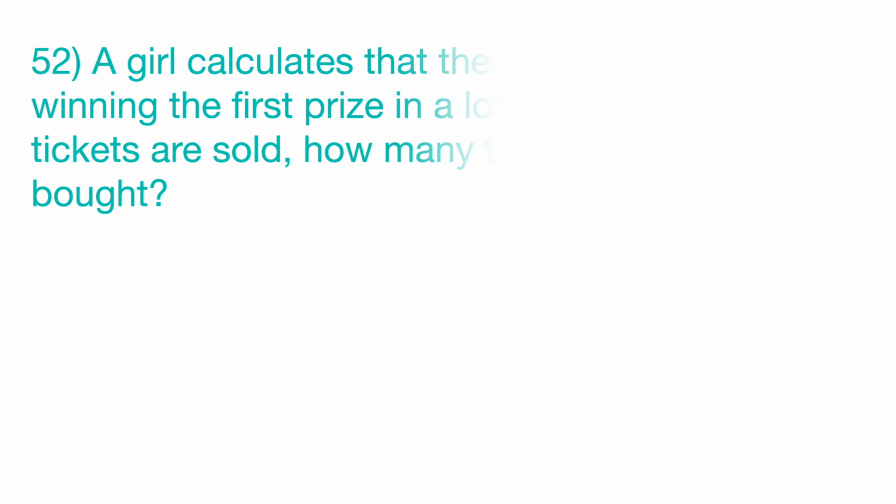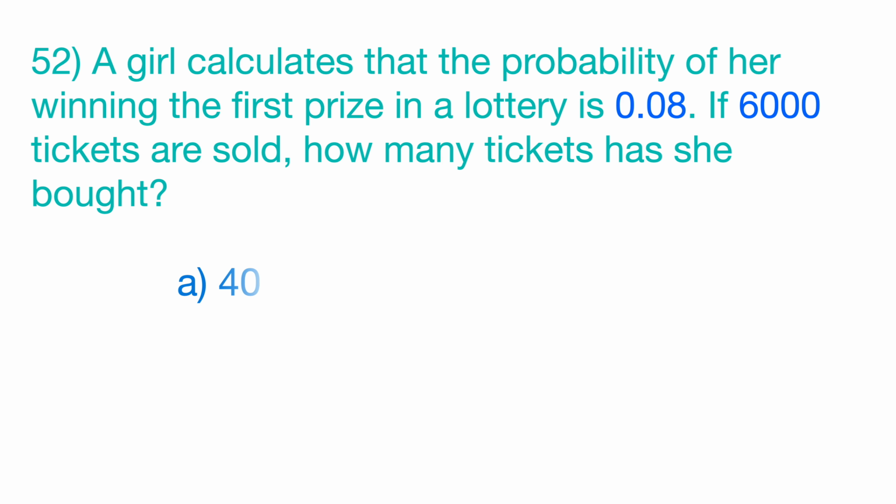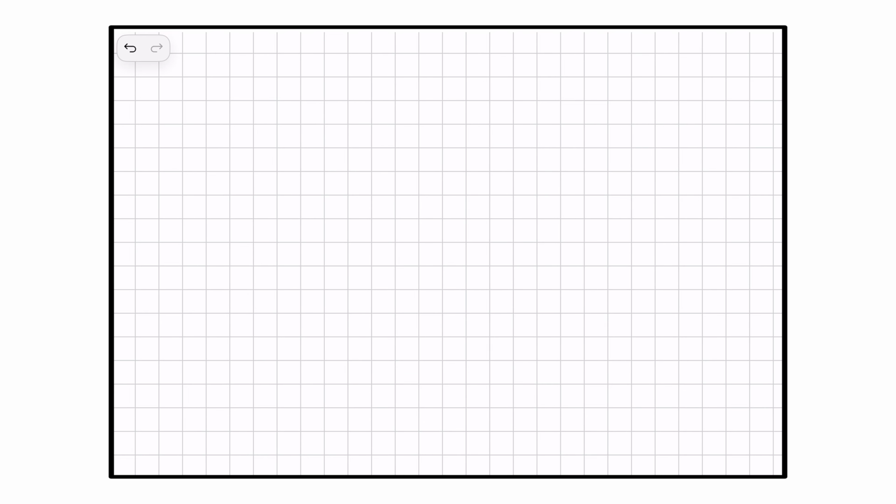A girl calculates that the probability of her winning the first prize in a lottery is 0.08. If 6,000 tickets are sold, how many tickets has she bought? 4 options are given. How do we solve this? I will go step by step, okay? If I randomly buy 1 ticket, what will be the probability?